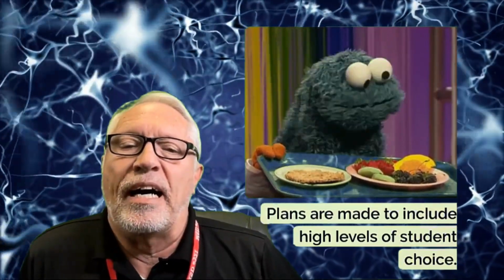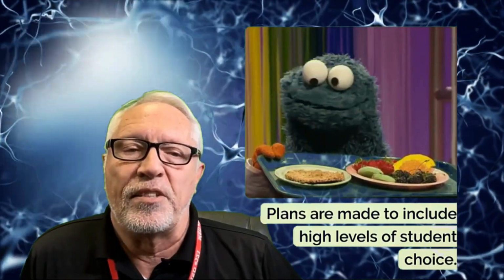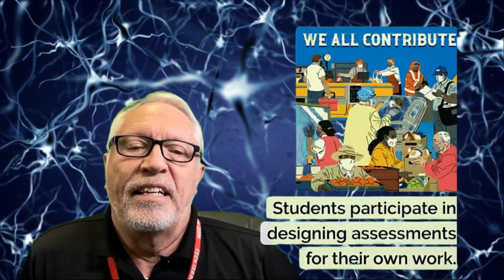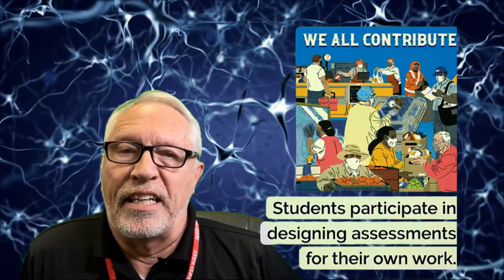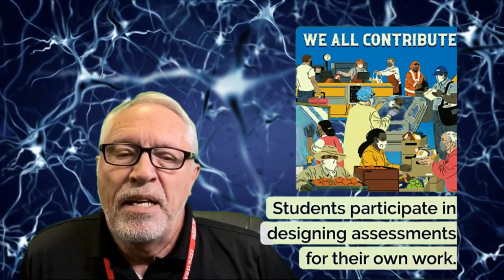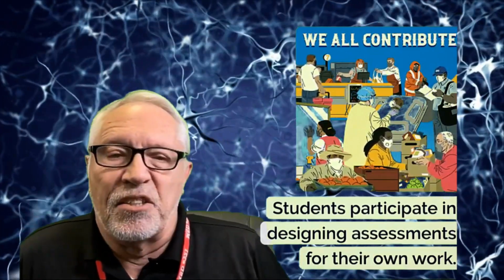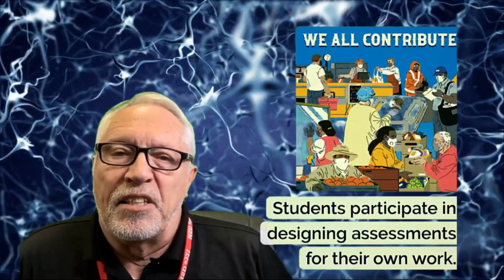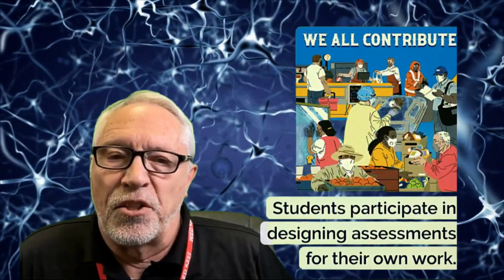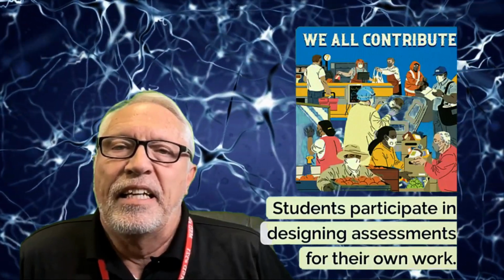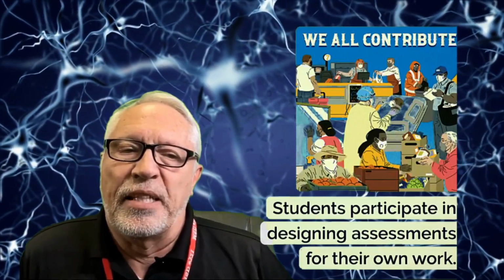Plans are made to include high levels of student choice in the lessons, and students participate in designing assessments for their own work. This is one of the clear indicators of the distinguished level. At the distinguished level, it's what the kids are doing. The kids are doing the heavy lifting. At the proficient level, the teacher's doing the heavy lifting.